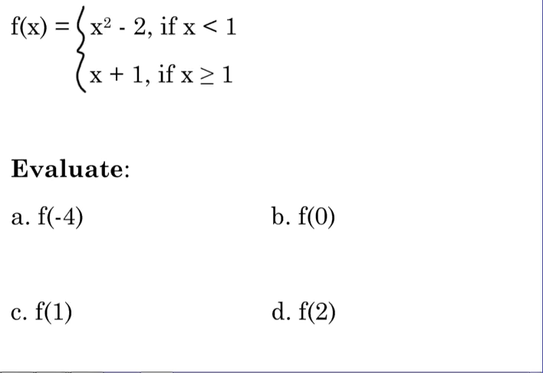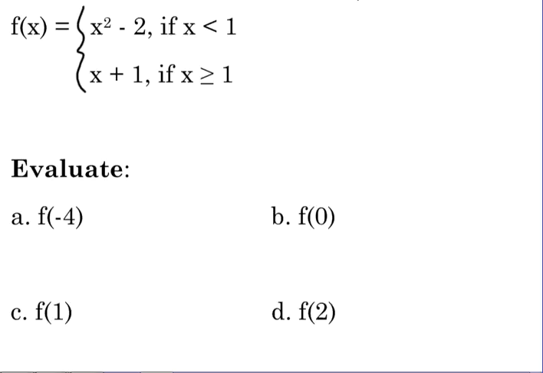Okay, instead of just being f of x equals x squared minus 2, we've got all this extra stuff going on here. We have two functions. One piece is x squared minus 2. The other piece is x plus 1. And then beside it, we have this inequality. What this is telling us is it changes at 1. So if you're less than 1, you look at the x squared minus 2. If you're greater than or equal to 1, you're following the rule x plus 1.